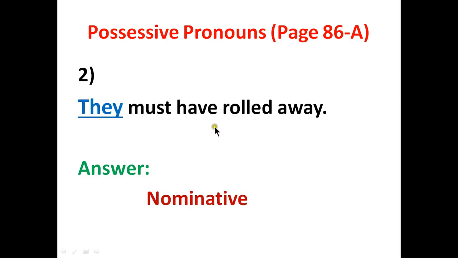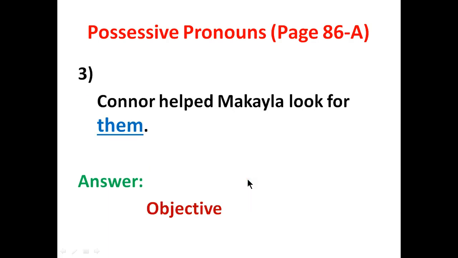Number 2. They must have rolled away. The underlined pronoun is they, and this is nominative. Number 3. Connor helped Michaela look for them. The underlined pronoun is them. It is already underlined in the book, but we have to tell whether it is nominative, objective, or possessive. So this them is objective.